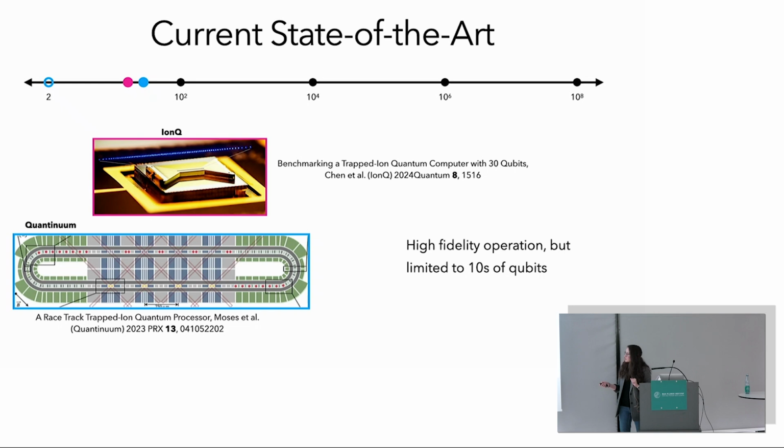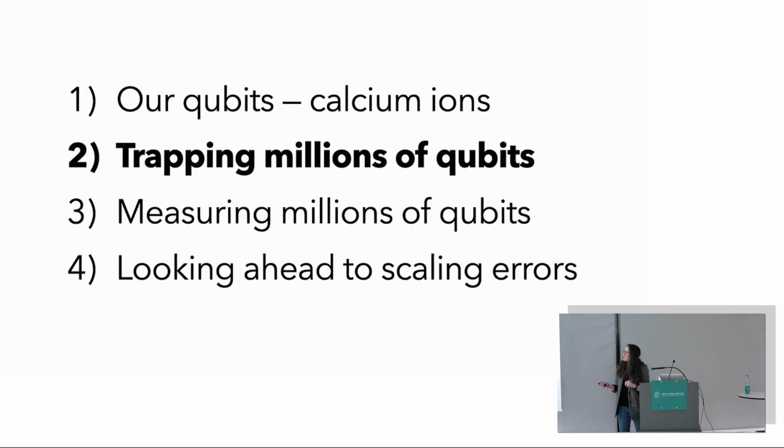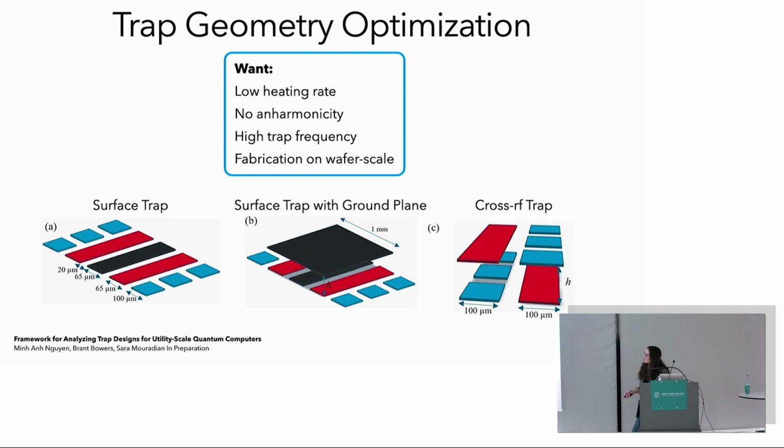And in both cases, they're limited to tens of qubits. Okay, so let's start looking at the figures of merit that we need to be able to get to these million qubit numbers. So the first thing, to Vahid's question, is what is the best architecture that we want to use for our trap?